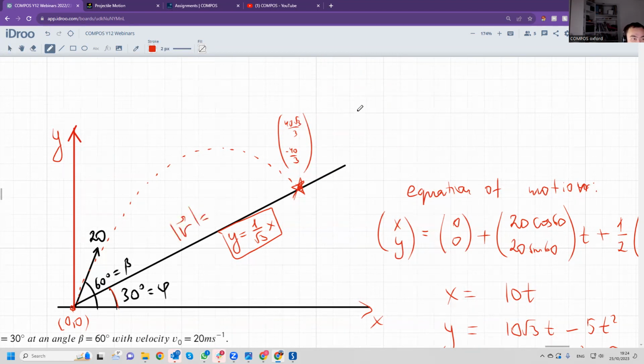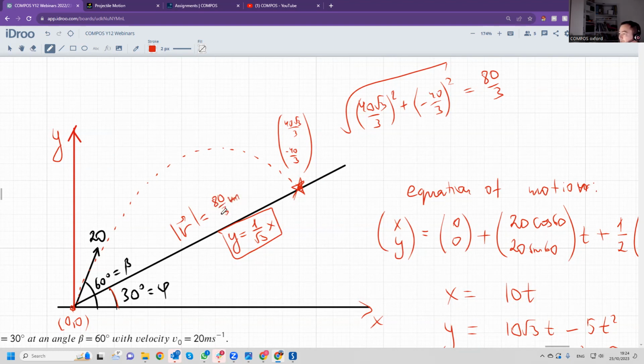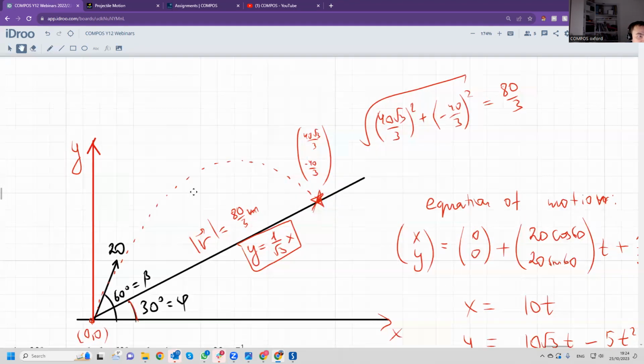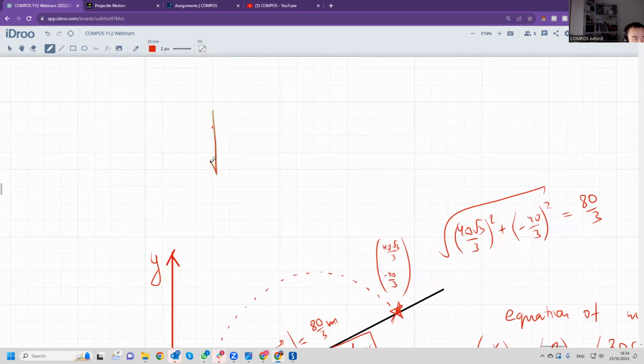We find the square root of 40 square root of 3 over 3 squared plus minus 40 over 3 squared. And I believe this to be 80 over 3. Correct me if I am wrong. It's 80 over 3 meters. Because acceleration is downwards, acceleration is g, and g is minus 10 meters per second squared. So in the x direction, it is 0, and in the y direction it is minus 10.